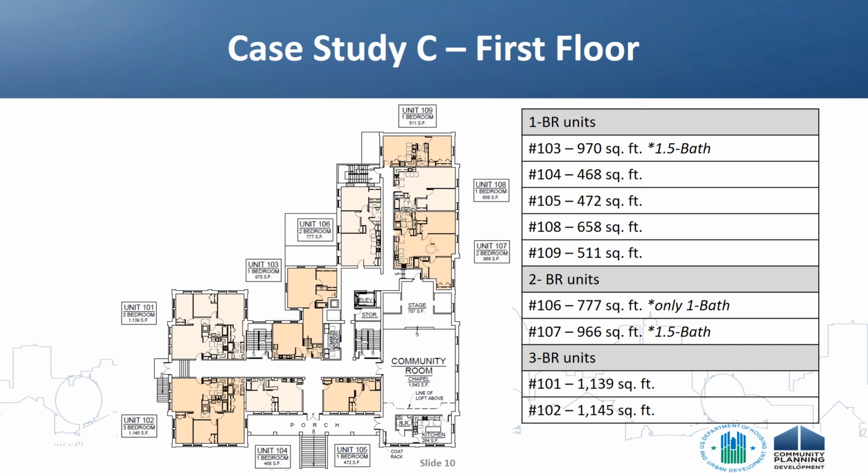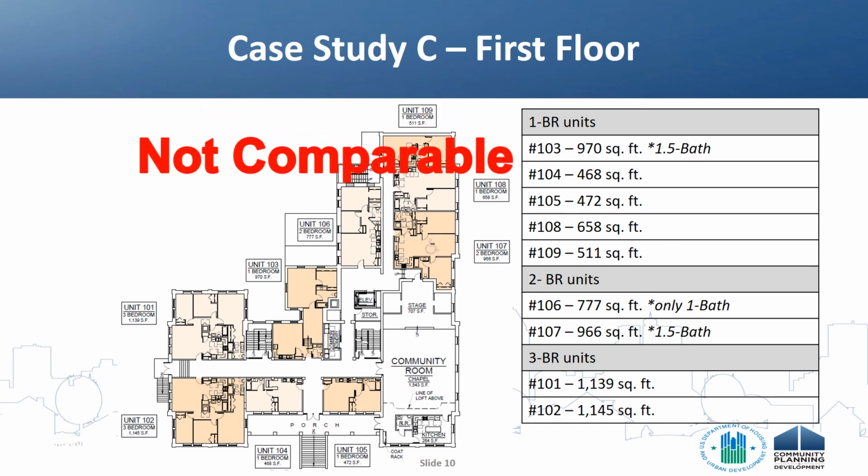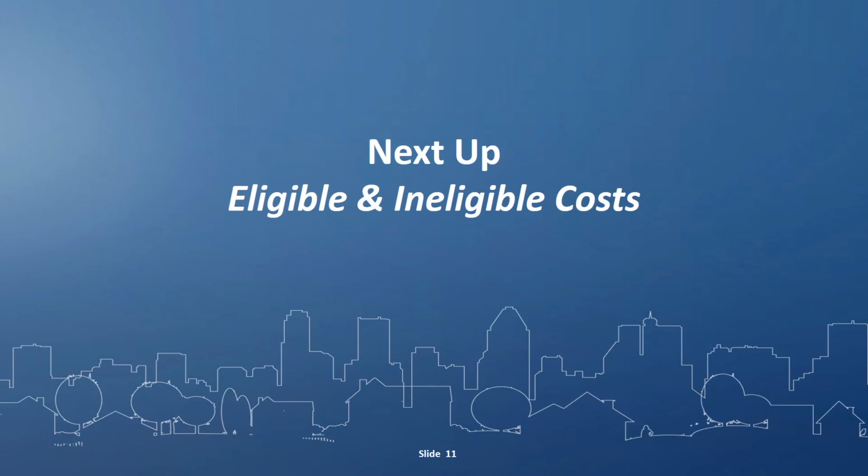And although the three-bedroom units on this floor are similar, when you look at the project as a whole, there's no practical way to split the units into a series of comparable groupings. The variations are just too significant. So here we conclude that the units are not comparable, and we'll have to use the standard method and designate fixed units. In our next segment, we'll discuss eligible and ineligible HOME costs and how to distinguish between the two for cost allocation purposes.